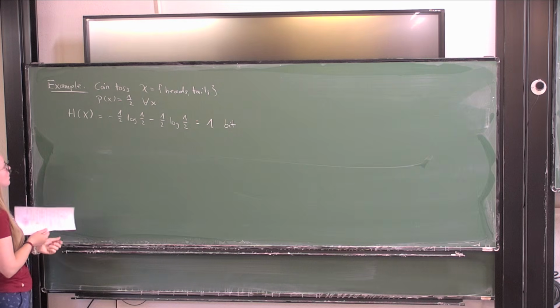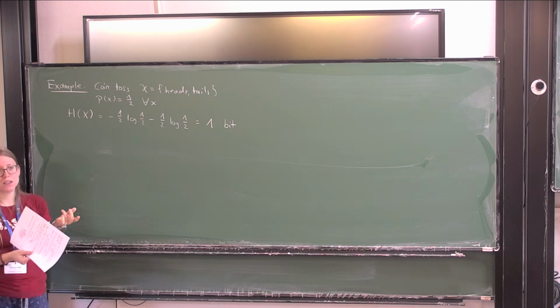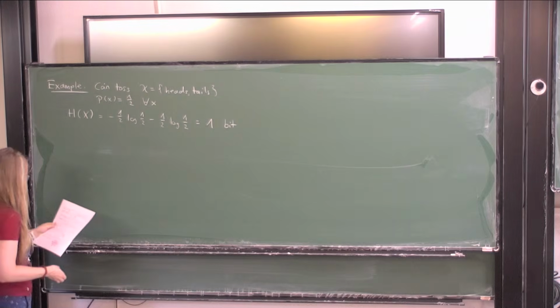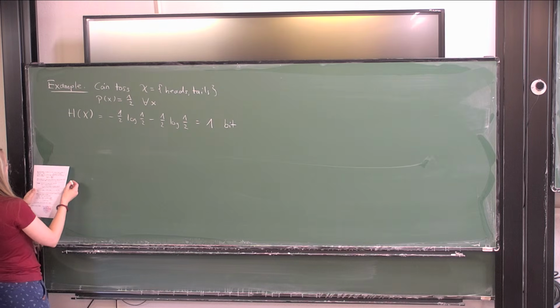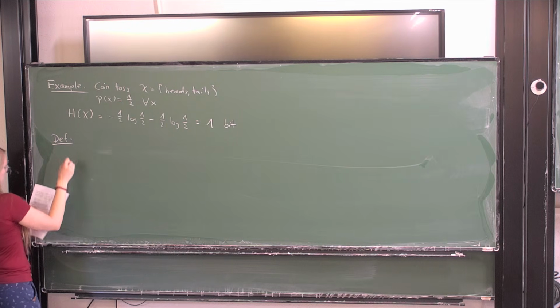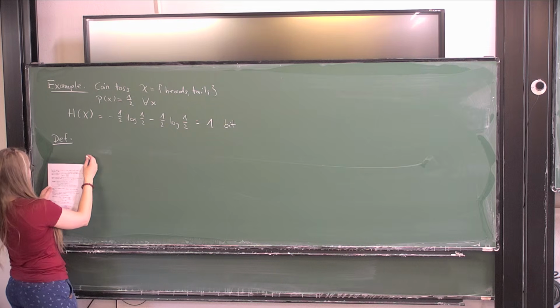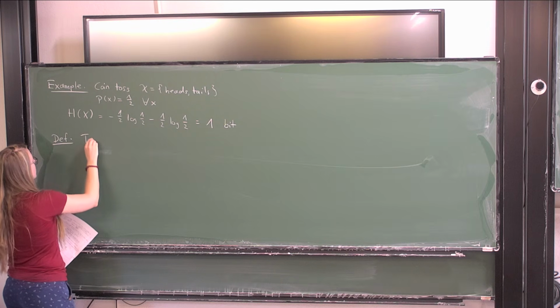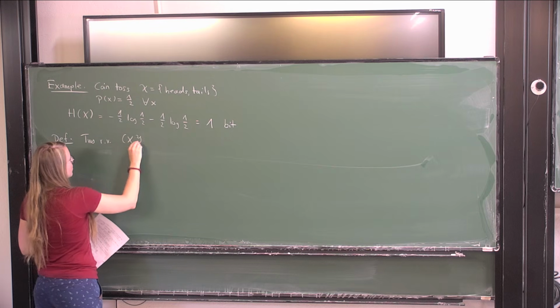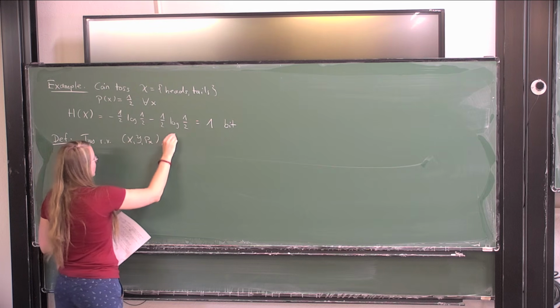Okay. And now based on this Shannon entropy and the different probabilities that we discussed, you can also come up with other entropies. So let's define a few more useful entropies. We take a few random variables, X and Y.